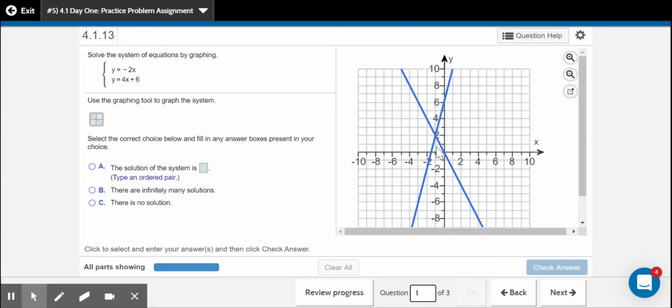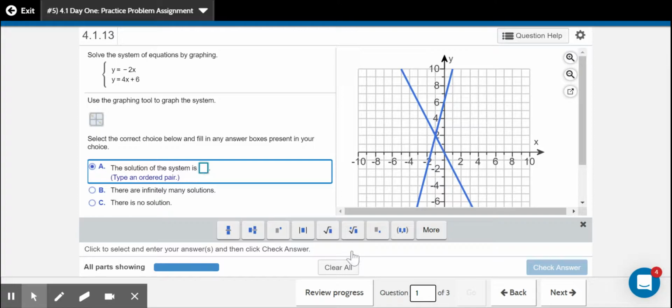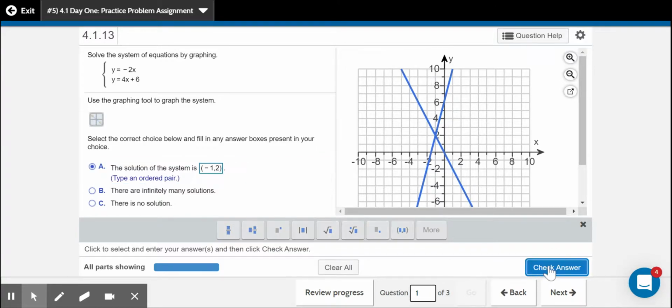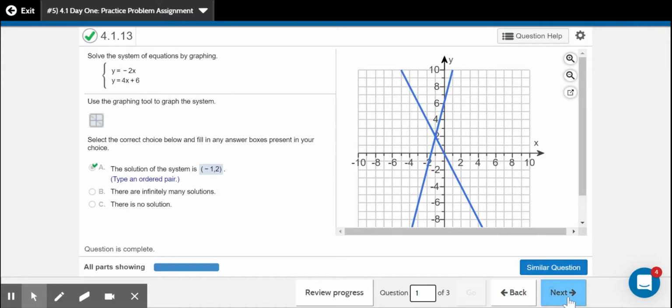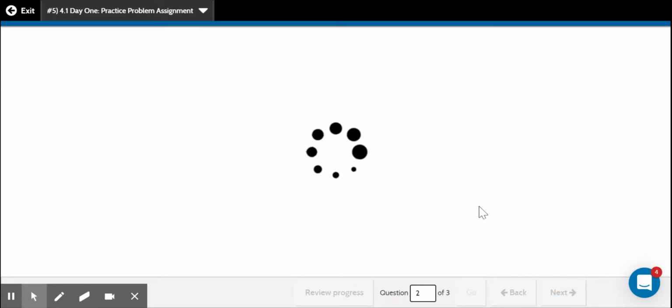So this one has an x-coordinate of negative 1 and a y-coordinate of 2. So we're going to go down here and I'm going to choose A. The solution to the system is. Now I got to click in here and I got to make sure I do parentheses. If I just type in negative 1, 2, it'll be wrong. But I want to do negative 1, that's my x, and 2 because that's my y. Check answer. That's it. So all three questions are basically the same in that aspect.